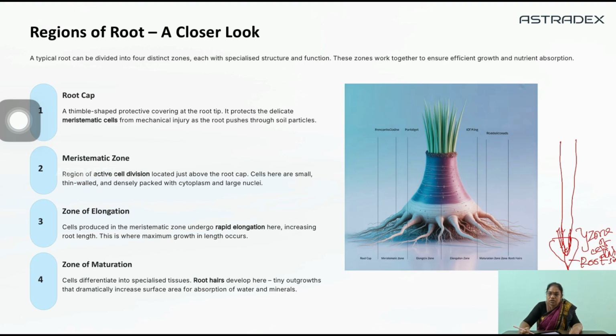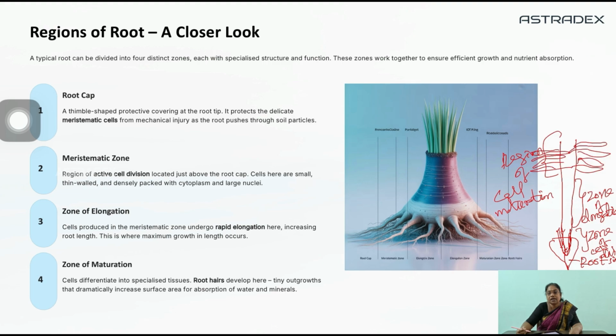And then above the zone of elongation is the region of cell maturation. Cells undergo maturation and differentiate. In this region, root hairs are present. These are root hairs.